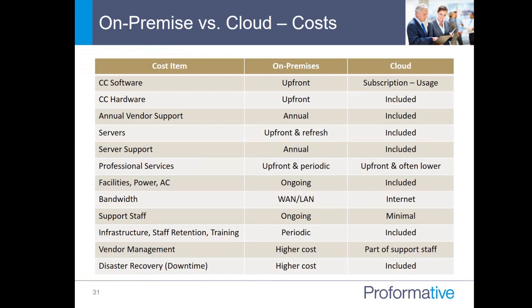Bandwidth is interesting. It depends on your environment. You've got WAN and LAN issues on premises. You've got the internet for the cloud. So there can be some bandwidth considerations that might make it a little bit more expensive in the cloud. The support staff associated with the on-premises solution is much more significant. With the cloud, it has more to do with vendor management and can be business people instead of IT people providing support. There's also staff retention and training.